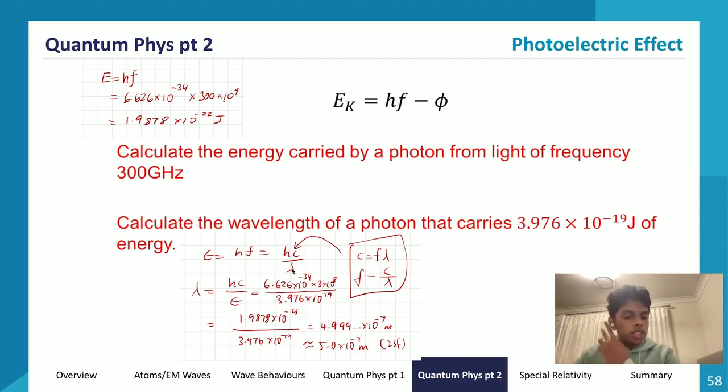Then I sub in all my values. So I get 6.626 times 10 to the power of negative 34 times 3 times 10 to the power of 8, divided by E. What is E? Well, we have E over here. The amount of energy it carries is 3.976 times 10 to the power of negative 19. So dividing by 3.976 times 10 to the power of negative 19 gives a value of around 4.999 times 10 to the power of negative 7 meters. So that's approximately 5.0 times 10 to the power of negative 7 meters to two significant figures. So that's how I would answer these two types of questions.